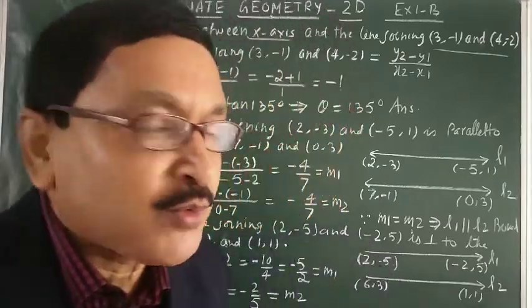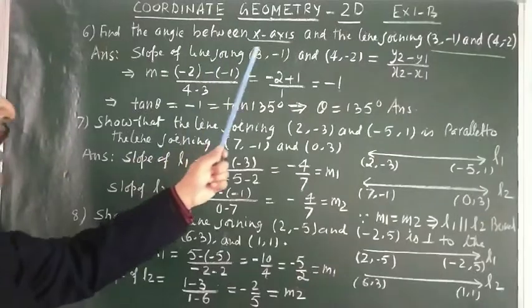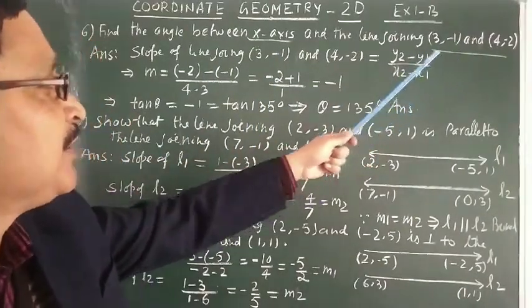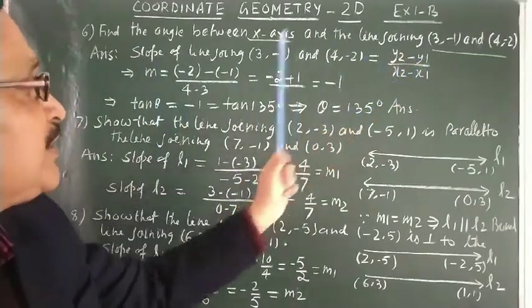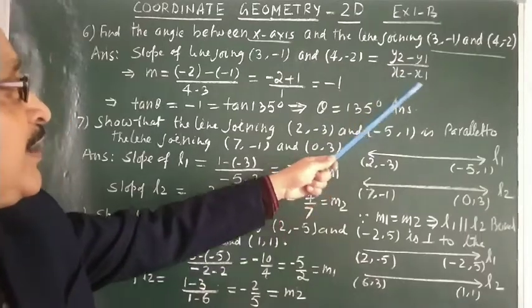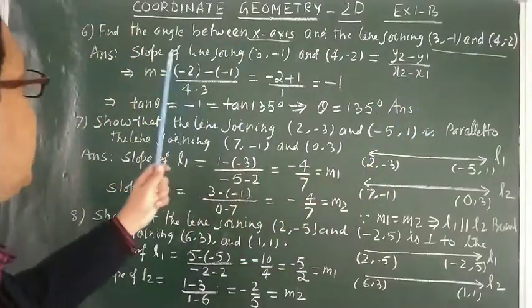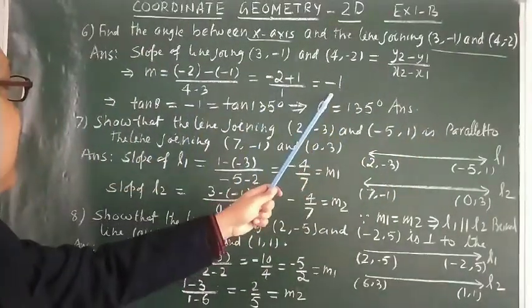Starting from question number 6 of exercise 1B, find the angle between the x-axis and the line joining these two points. We know that the slope of the line joining them is y2 minus y1 by x2 minus x1. This is x1, y1, this is x2, y2. Putting the values in this formula, we get minus 1.